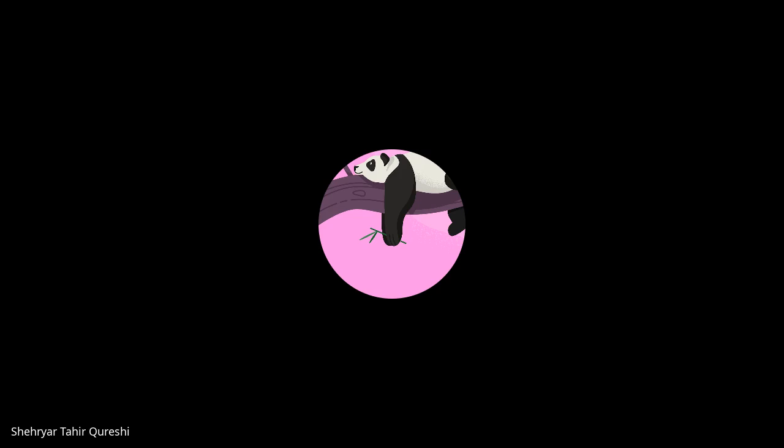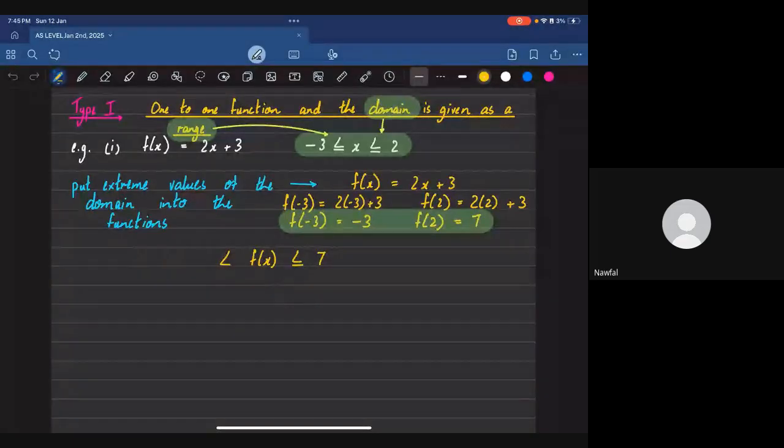I was telling you that the range is going to be determined by putting in, if you are given a one-to-one function and the domain is also given as a range, then you're just going to put in the extreme values of the domain into the function, in order to get to your range, which is going to be greater than or equal to minus 3. All right. And this will be classified as your range.